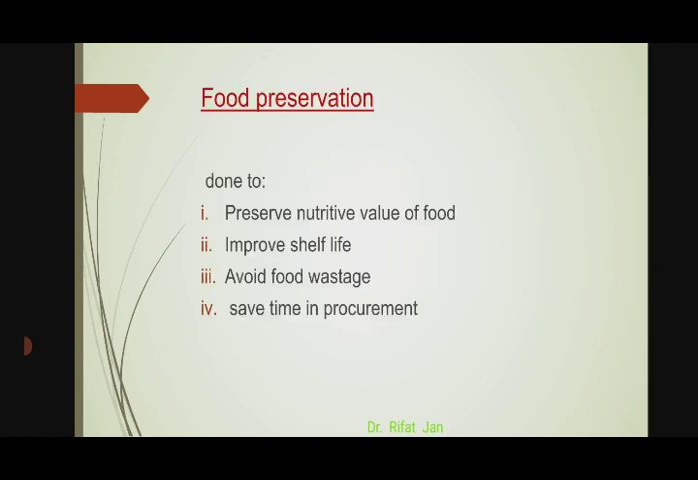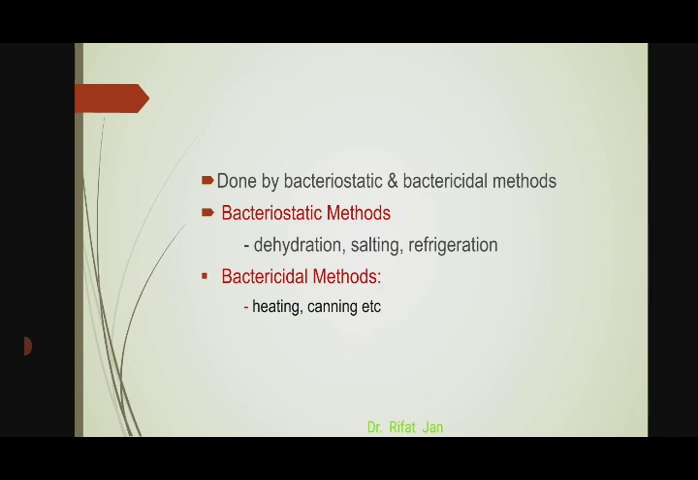Now, a word about food preservation. Why then food has to be preserved? To preserve the nutritive value, to improve its shelf life, to avoid food wastage, and to save time in procurement. And it's done by bacteriostatic and bactericidal methods. Bacteriostatic methods like dehydration, salting, refrigeration. Bactericidal methods like heating, canning, etc.